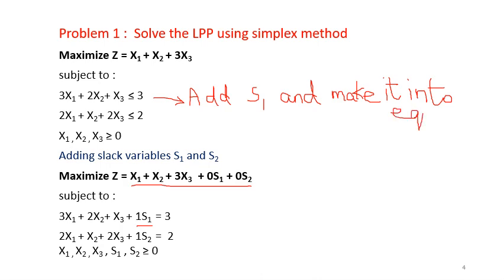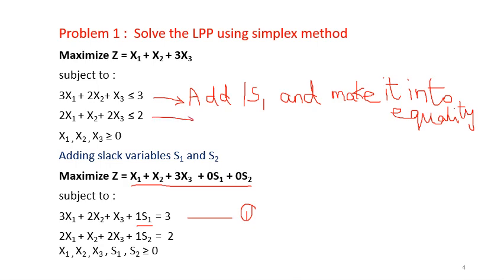So it was an inequality sign, now a less than or equal to sign. Now what it becomes, by adding that slack variable S1 into this particular equation, you are adding S1 and making it into an equality. You can see here the first constraint is now 3x1 plus 2x2 plus x3 plus 1 S1. You have added a slack variable with the coefficient of 1. Always in the constraints, the slack variables will have a coefficient of 1, which is equal to 3.